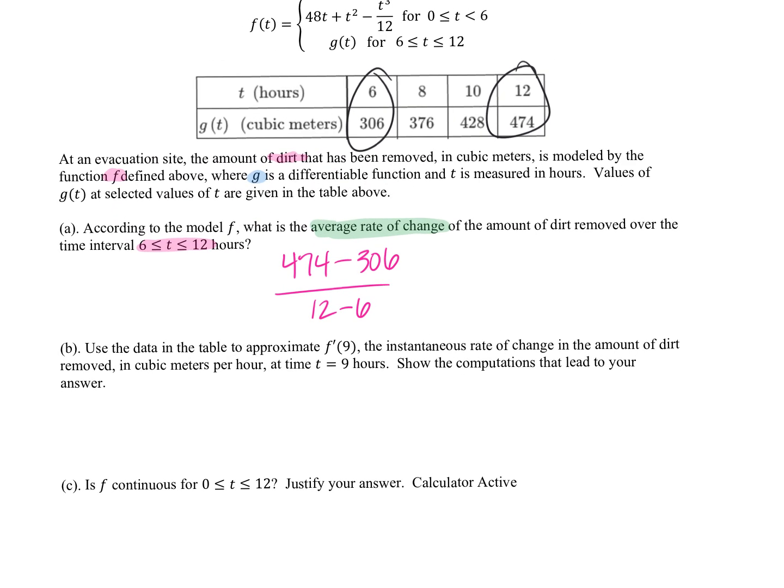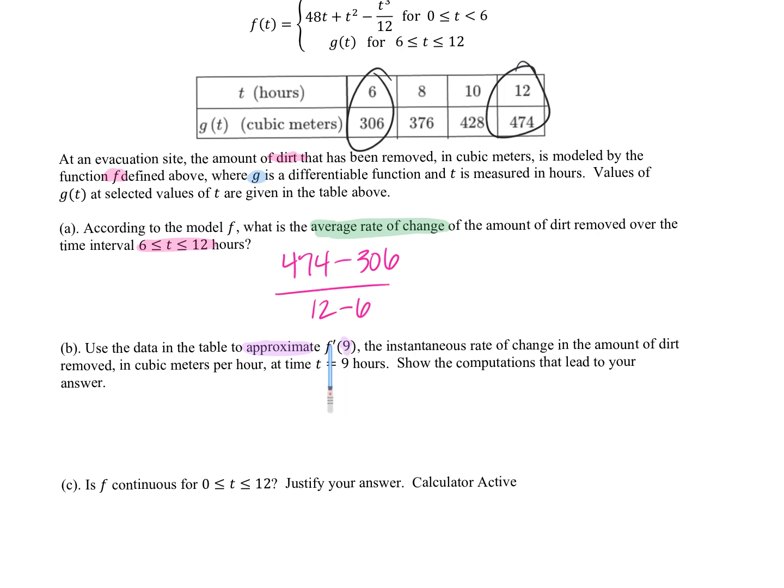Use the data in the table to approximate f prime of 9. We're approximating. They know it's an estimate when x is 9. Let's just start with that. Let's just end right there.